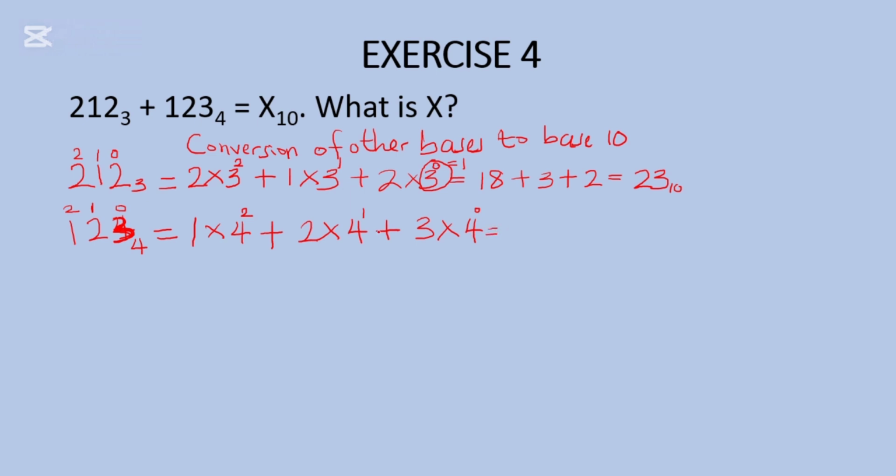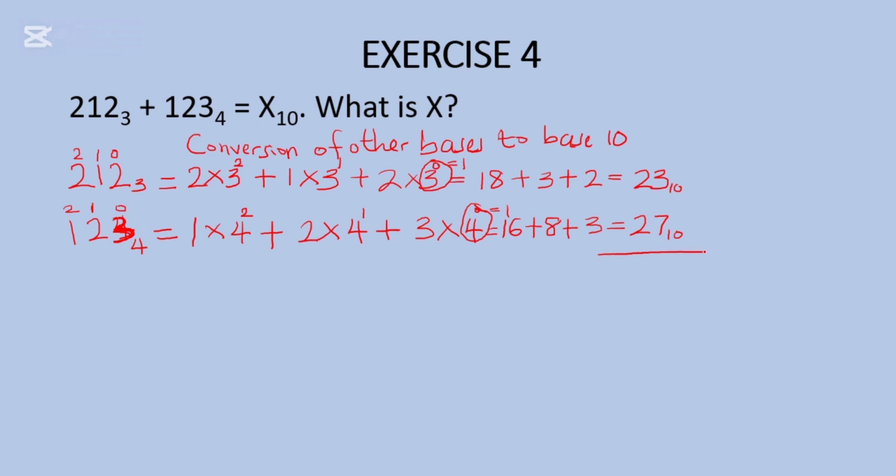So if I do this, 4 raised to the power 2, that's 16, times 1, it still remains 16, plus 4 raised to the power 1 is 4, times 2, that's 8, plus, remember that any number or letter raised to the power of 0 is 1. So 3 times 1, that's 3. If I add all of this, what will I get? 16 plus 8, that's 24, plus 3, that's 27, now in base 10.